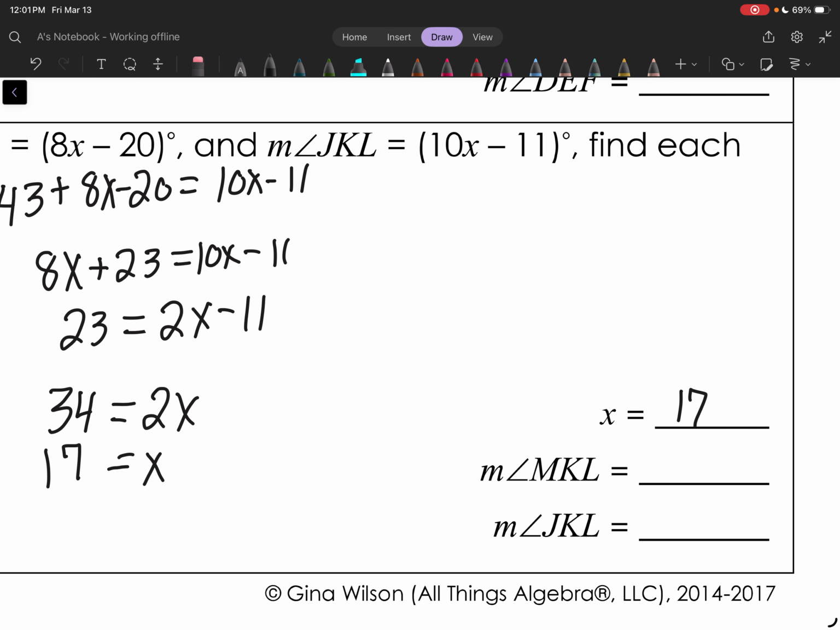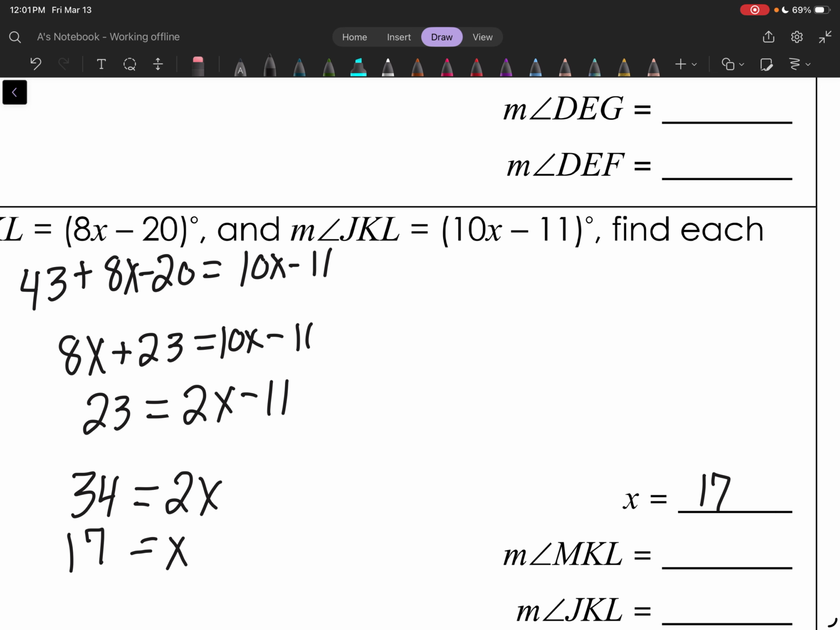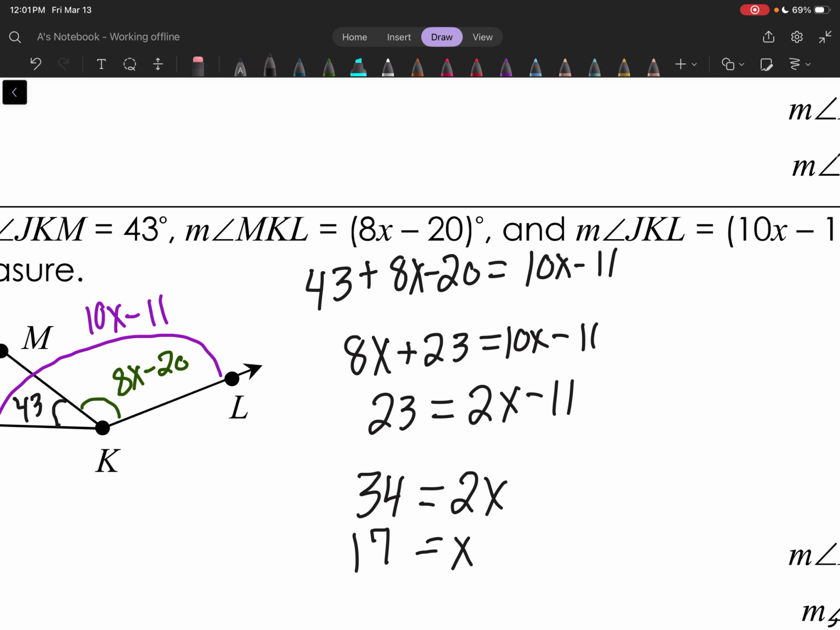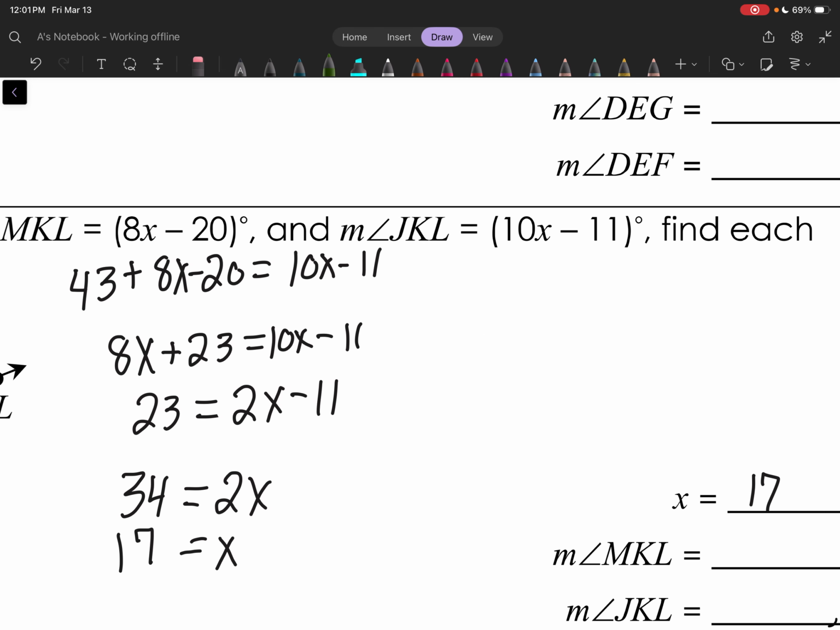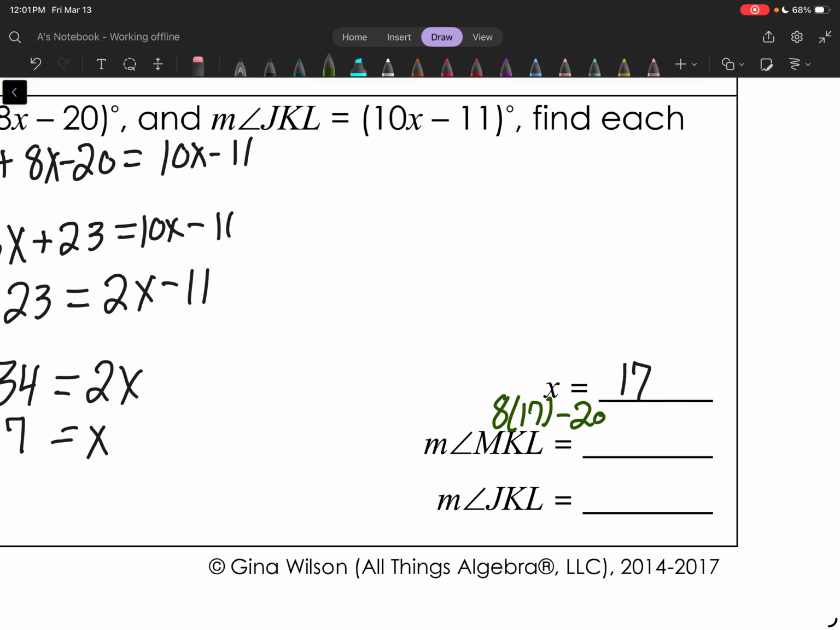The measure of angle MKL. Well, MKL is 8x minus 20. So I'm going to do 8 times 17 minus 20. So this is 8 times 17 is 136 minus 20, 116 degrees.